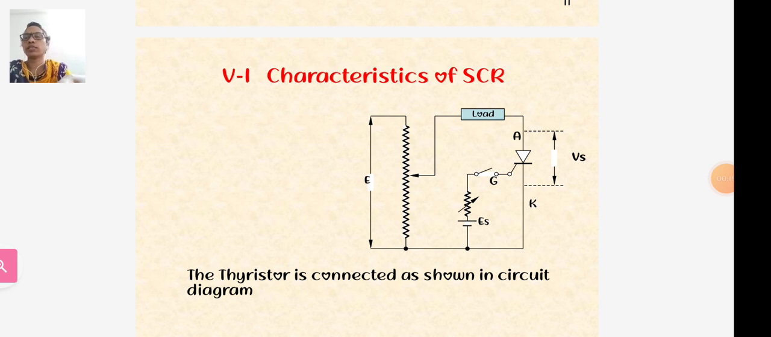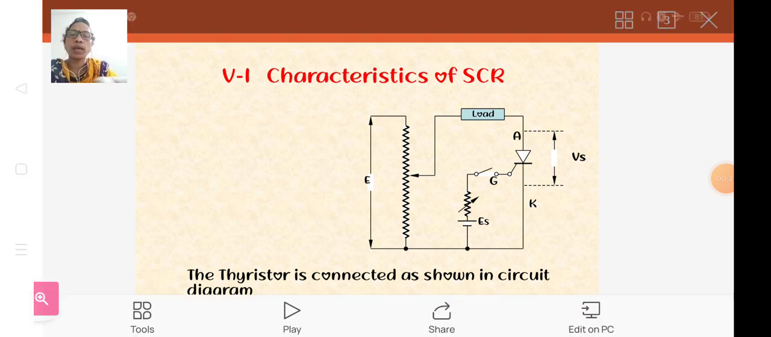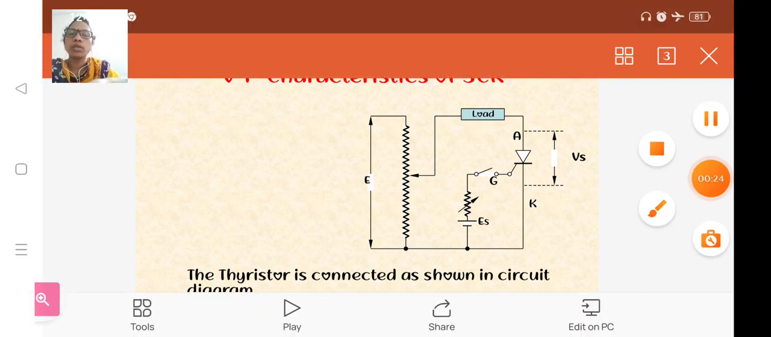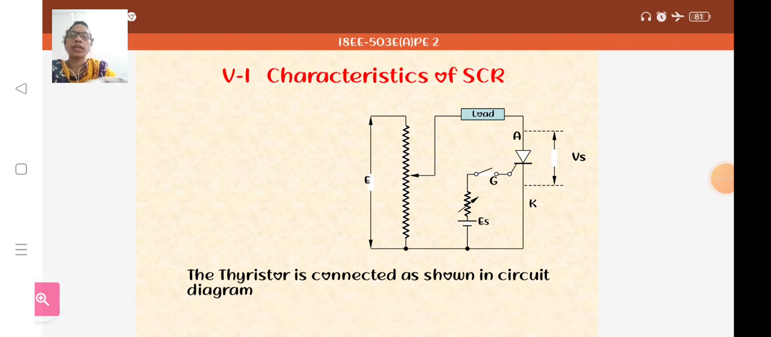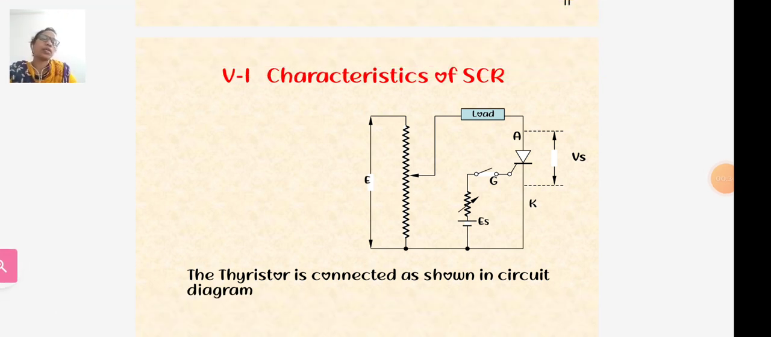So in the last class we discussed the two transistor analogy of SCR. Now I am going to discuss the VI characteristics of SCR. In these characteristics, the SCR works in forward bias only. It does not work in reverse bias.